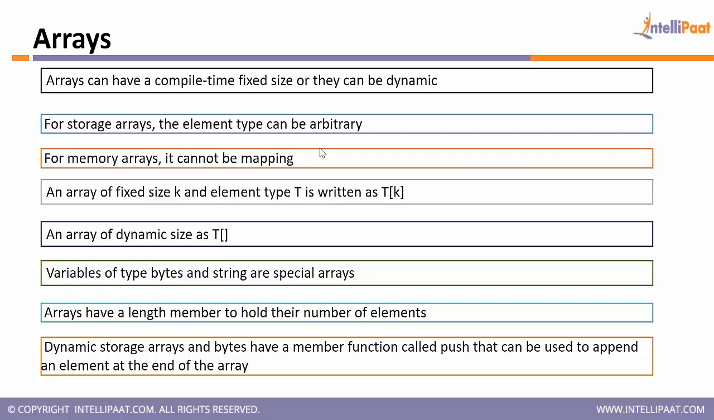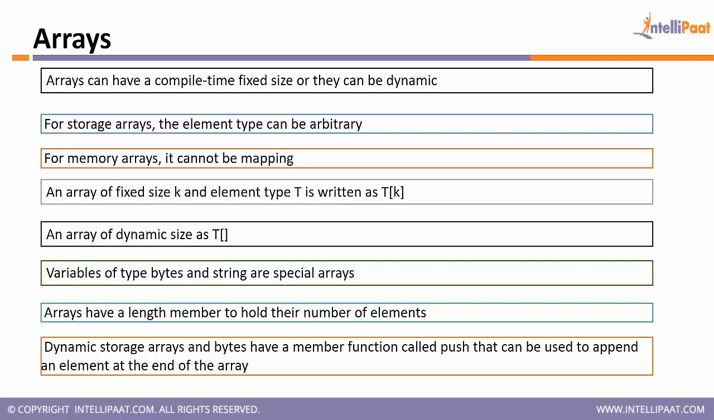For memory arrays, it cannot be mapping. We'll look into it a little later when I introduce mapping in general. If I have to declare an array as fixed length, then you give the elementary type T, and in brackets you give the size. If it's dynamically sized, then you just give the elementary type and empty brackets. If you give it this way, it's a dynamically sized array, whose size you can then declare during the runtime of your program.